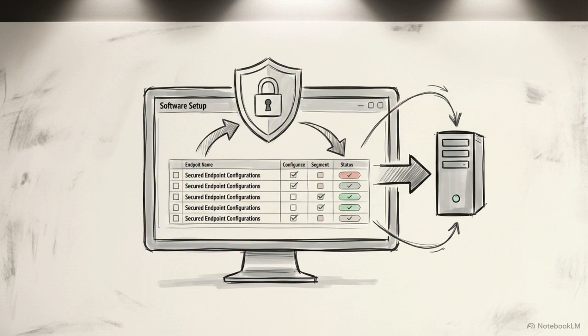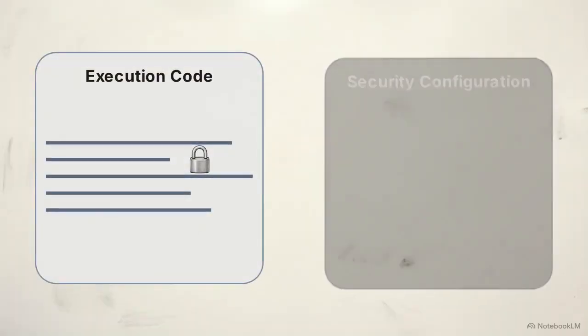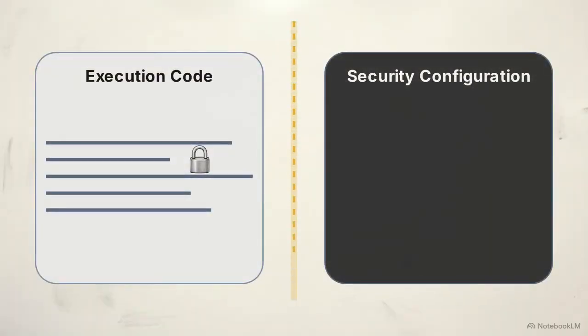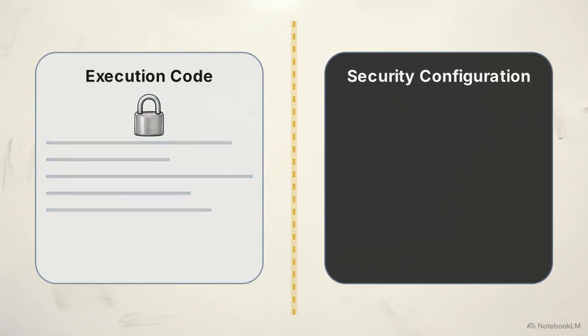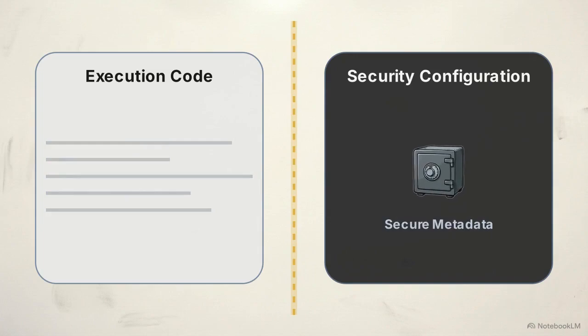Salesforce engineered a native countermeasure to eliminate this exact vulnerability: named credentials. A named credential acts as an architectural abstraction layer. It deliberately separates the execution of the code from the security configuration. By enforcing a strict separation of concerns, the management of credentials moves entirely out of the developer's Apex logic and into the platform's secure metadata environment.